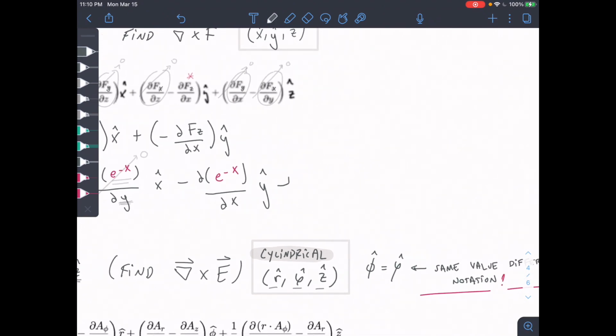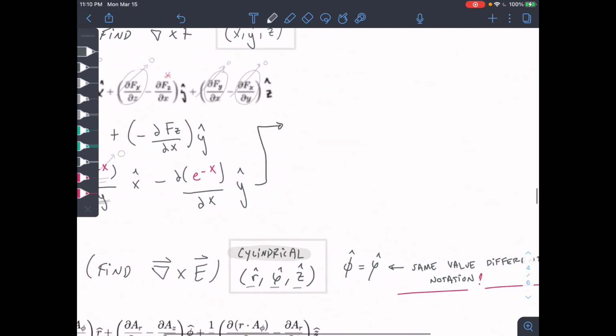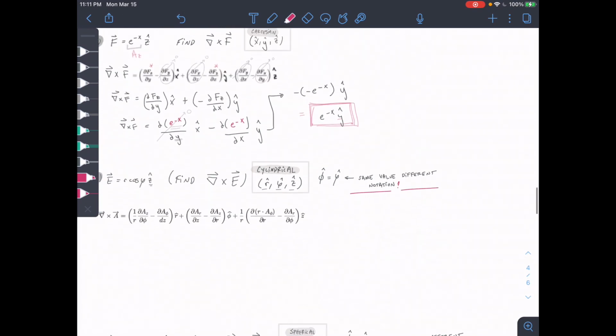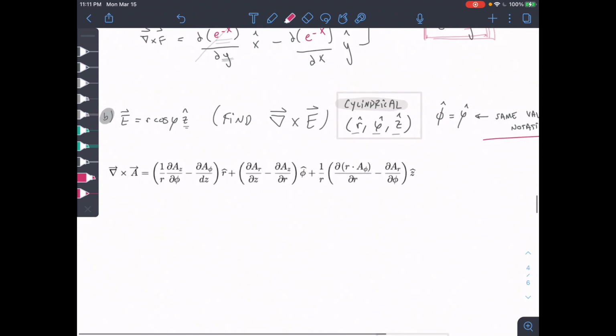Now this piece, we do have x pieces here, so we continue over here. The derivative of e to the negative x is negative e to the negative x. So we'll have a negative e to the negative x in the y hat direction, which is our solution here. Again, because it's a cross product, we do have a vector direction in our final answer, so that's good. Now moving on to our cylindrical coordinate system.